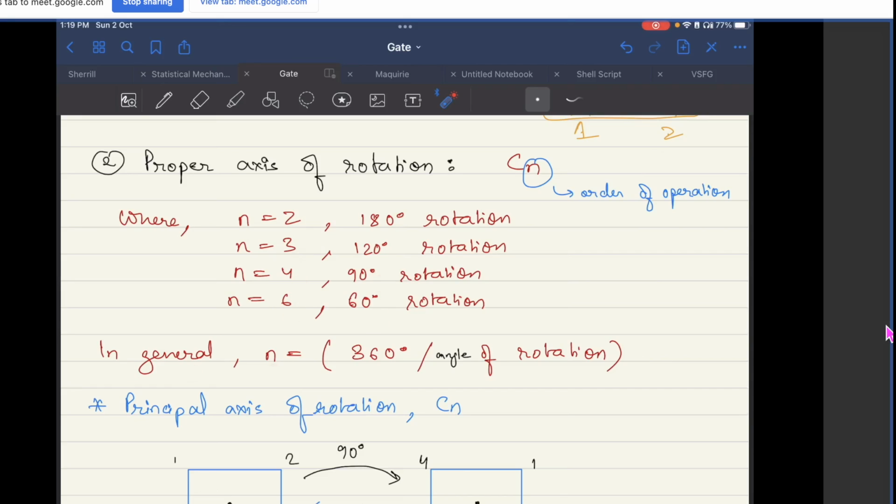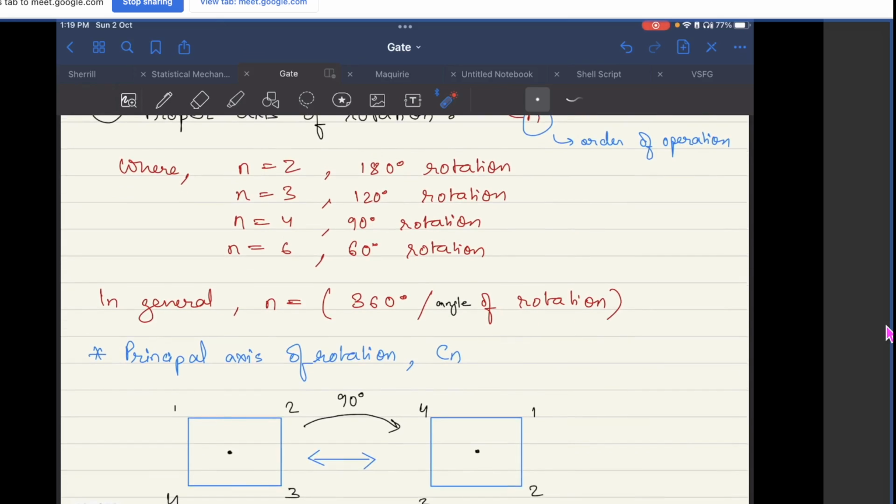So in general, n can be calculated as 360 degrees divided by the angle of rotation. For example, if the angle of rotation is 180 degrees, then 360 divided by 180 gives n equal to 2, correct? Now, the principal axis of rotation is again Cn, okay?